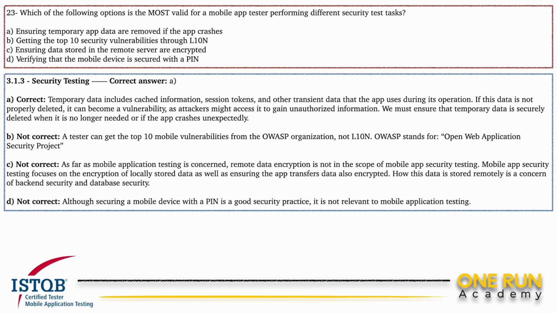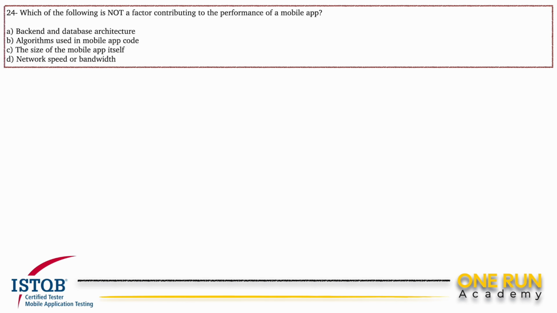Nice. Let's now shift our attention toward question number 24, which looks like an easy one. Which of the following is not a factor contributing to the performance of a mobile app? The options to choose from are A, backend and database architecture, B, algorithms used in mobile app code, C, the size of the mobile app itself, D, network speed or bandwidth.